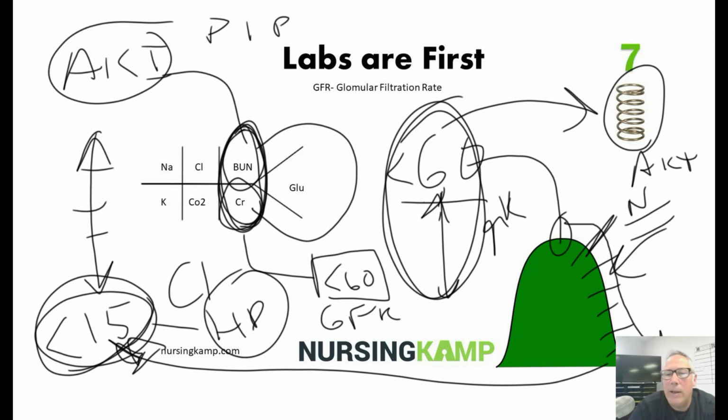If it is less than 60, we're going to monitor that and make sure that it's trending to go back up. Because in acute kidney injury, it's like a spring. It goes down and then it goes back up. All right, so let's talk about the next thing.